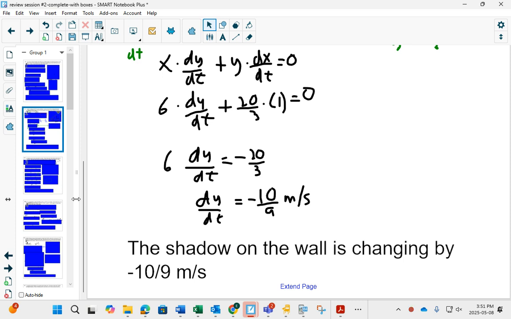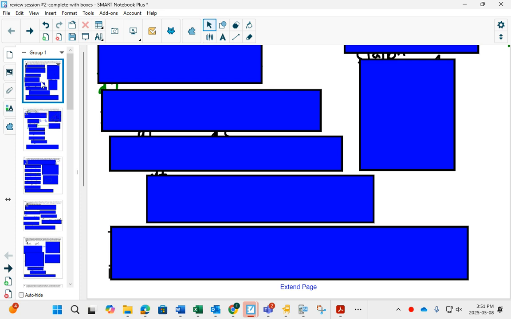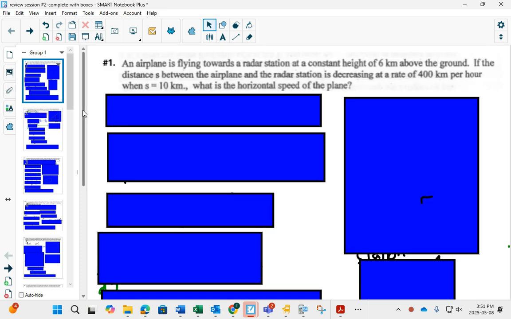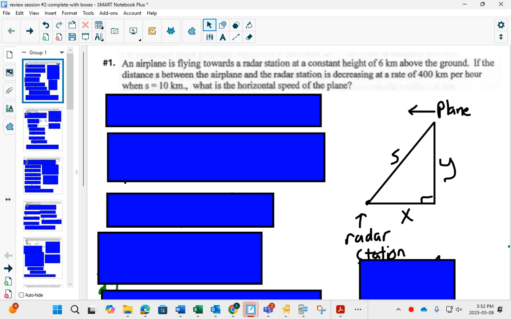I want to point out something with the first example, but not do the whole first example. So I'm going to go back to the first example, because it's related to what I just said. So I have a picture. A plane is flying towards a radar station at a constant height of 6 meters above the ground. If the distance between the plane and the radar station is decreasing at a rate of 400 kilometers per hour when s equals 10, what is the horizontal speed of the plane?